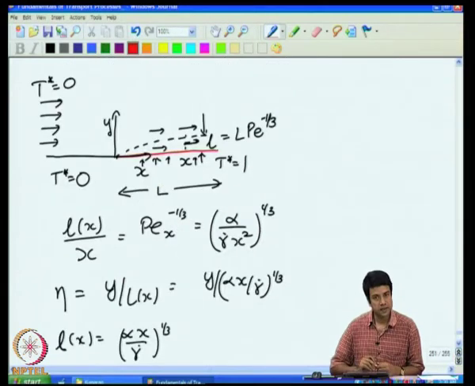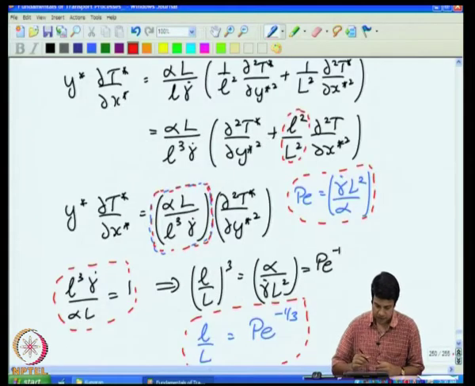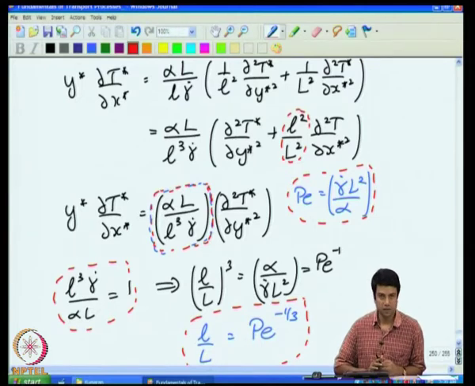So, that gave us a scaling for the boundary layer thickness. For a plate of length capital L, the boundary layer thickness has to go as Pe to the power minus 1/3 times capital L. But how do we proceed and actually solve the problem? We still have in this case a second order partial differential equation, second order in y and first order in x. So, how do we solve this?